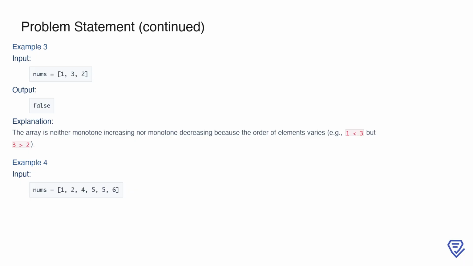Moving to the fourth example, the input is 1, 2, 4, 5, 5, 6. Here, the output is true, as the array satisfies the condition for monotone increasing. Every pair of elements follows the rule nums[i] <= nums[j], even when there are repeated values like 5 and 5. Arrays like these, where elements never decrease, are valid monotonic arrays.